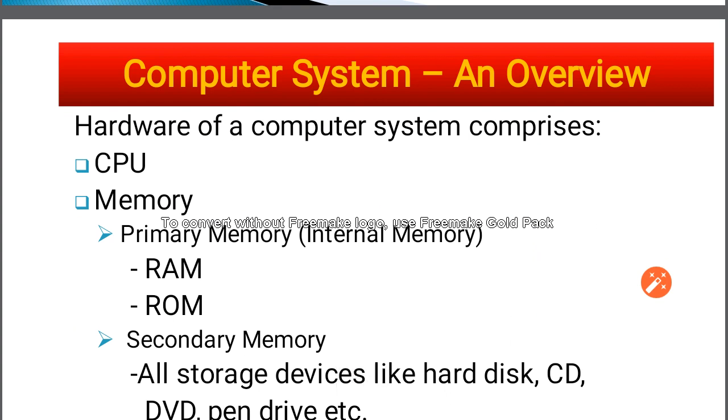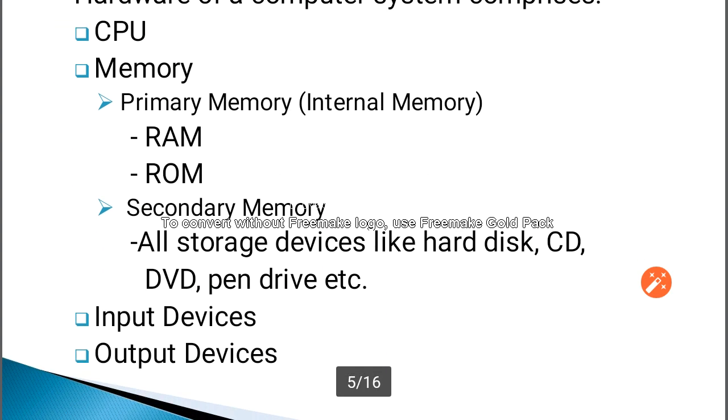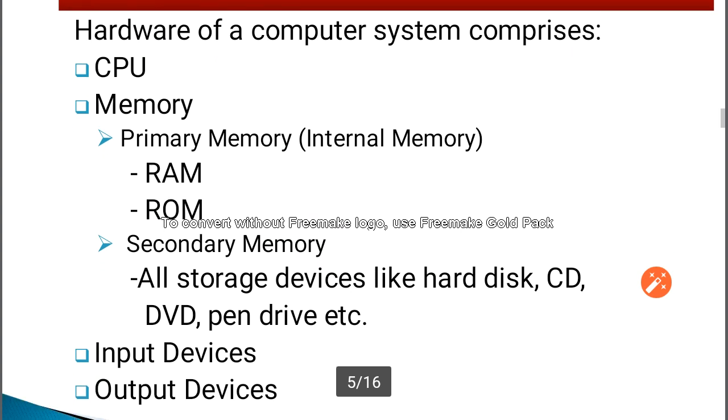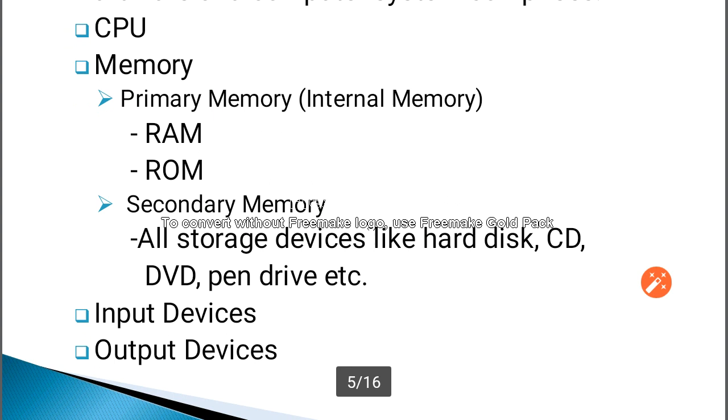So the hardware of the computer system comprises CPU, memory. The introduction has already been done. The memory is again divided as primary memory and secondary memory, and then input devices and output devices. So these are the four things that are actually required for a computer system. If anyone asks what you mean by the hardware of the computer system, first you should know that all the devices which are touchable in the computer system, that is the hardware. But it comprises CPU, memory, input devices and output devices.